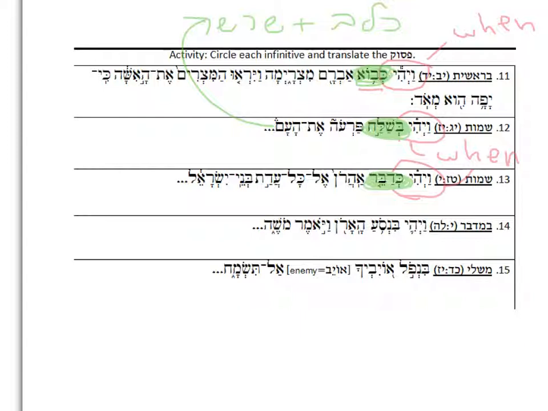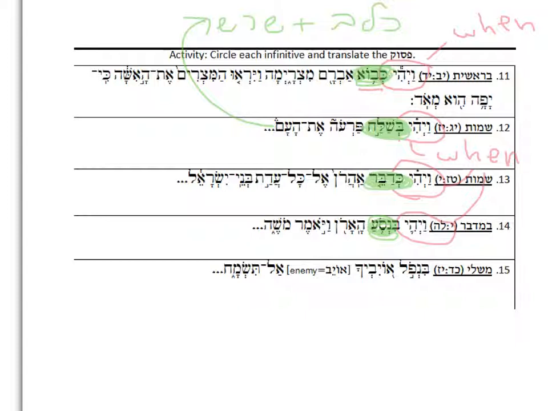Okay, look at 14. Vayhi bin soa ha'aron. So vayhi be, again, is when. So my shoresh is nun samach ayin. Notice I have my patach genuva under my ayin because my guttural needs to have a patach before it in terms of sound. So vayhi bin soa ha'aron. So when the aron traveled, vayomer Moshe, Moshe said, dot, dot, dot.